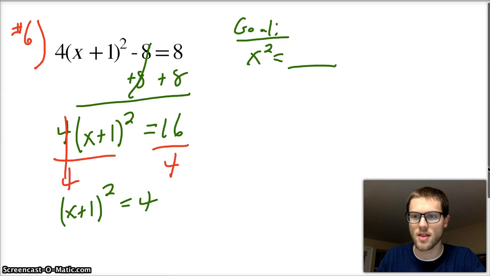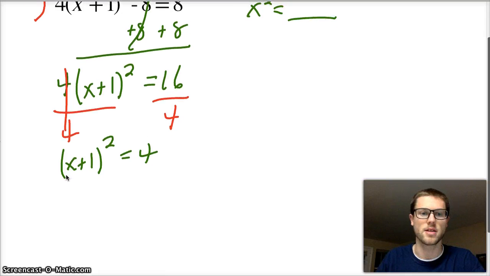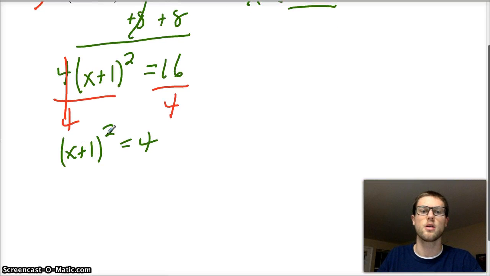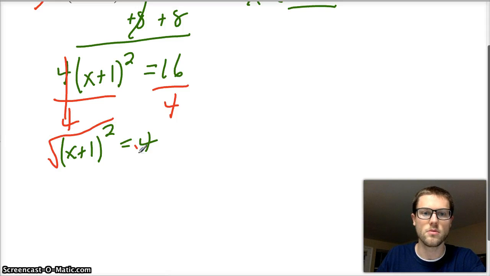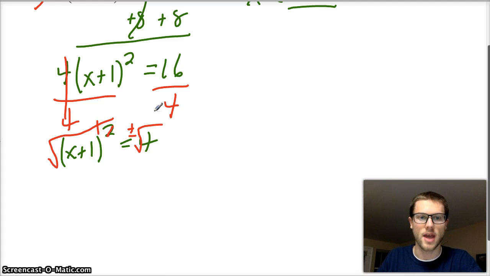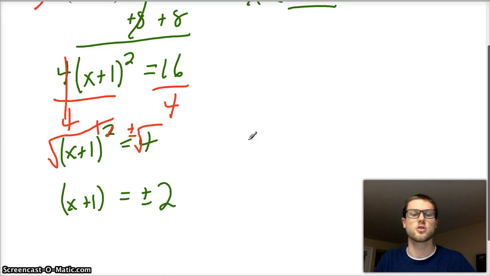So right now I've gotten the thing that I want to isolate by itself. I've got the x plus 1 squared all by its lonesome here. So now we have to undo the square by square rooting both sides, and I mustn't forget the plus or minus over here. So once I square root the square, the square root and the square cancel, and now look at what I have left. I have what is left inside. X plus 1 equals plus or minus, now I know what the square root of 4 is, that's 2.